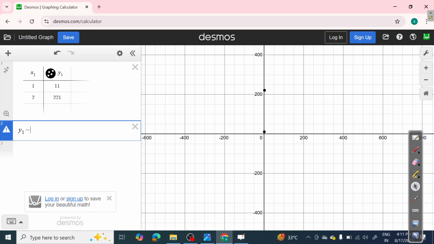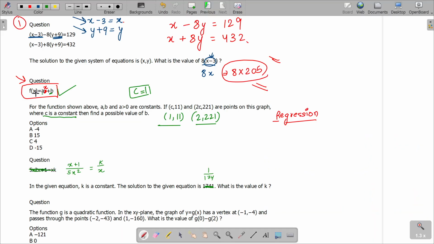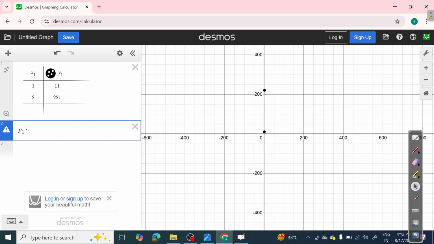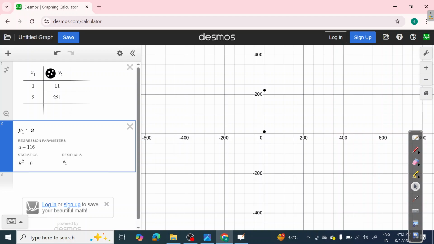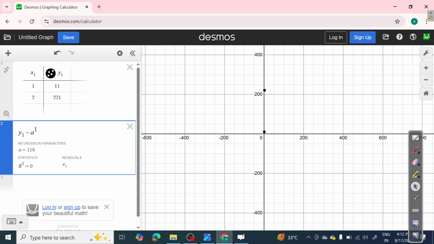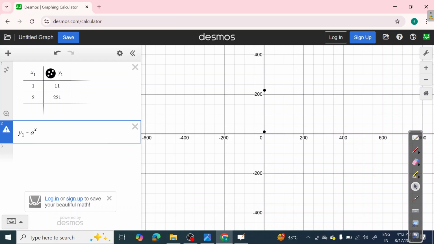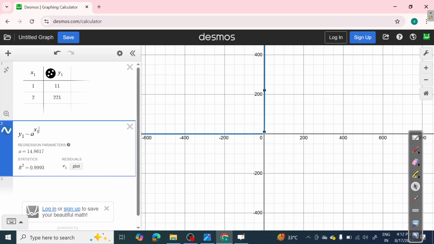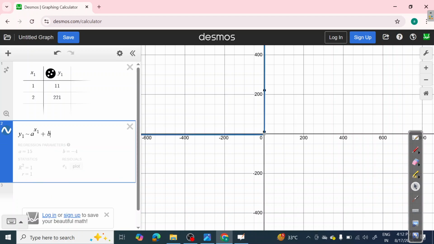Okay. Exactly copy paste the equation that was given. F of x, I replace it with y1, and this is ax plus b. A raised to the power x plus b, but here it is not x, it's x1. So I'm going to write a raised to the power x1 plus b. You got the values. A is 15 and b is 4.